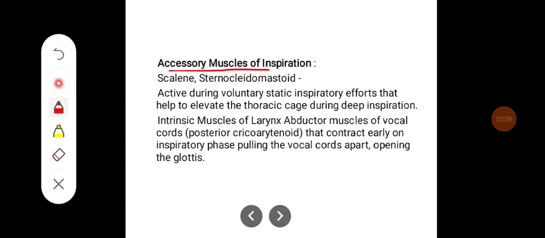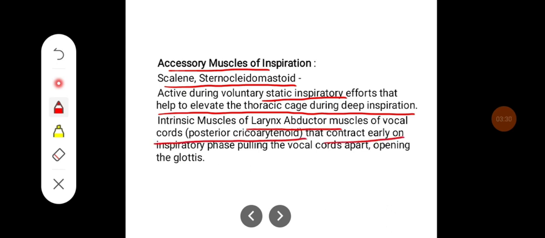Accessory muscles, scalene and sternocleidomastoid, are active during voluntary static inspiratory effort that helps to elevate the thoracic cage during deep inspiration. Intrinsic muscles of larynx, the abductor muscles of vocal cords, which are posterior cricoarytenoid, contract early on inspiratory phase, pulling the vocal cords apart, opening the glottis.